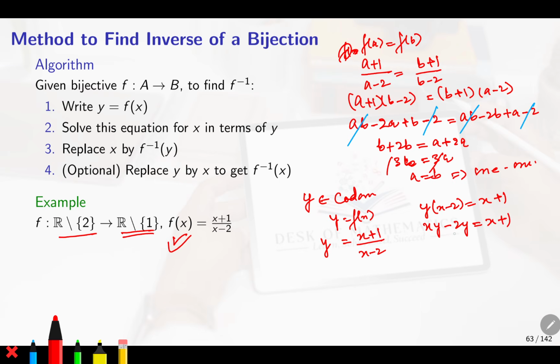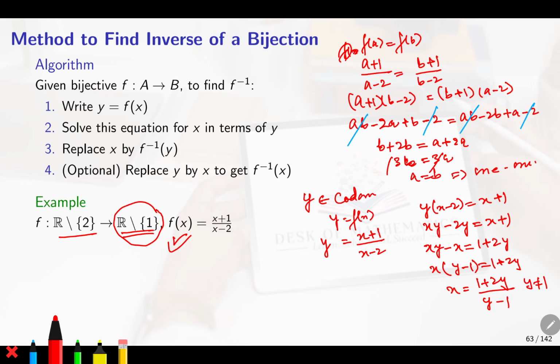Take the x on one side. So xy minus x is equal to 1 plus 2y. So take x common, you will get x times y minus 1 is 1 plus 2y. x will be 1 plus 2y divided by y minus 1. So y should not be equal to 1. For 1, we do not have the pre-image and that is not in our codomain. So it is onto. Clear? Okay, now it is 1 to 1, and this is onto.